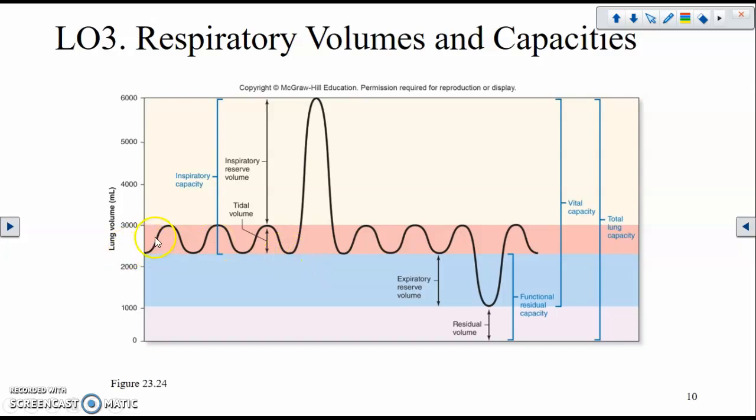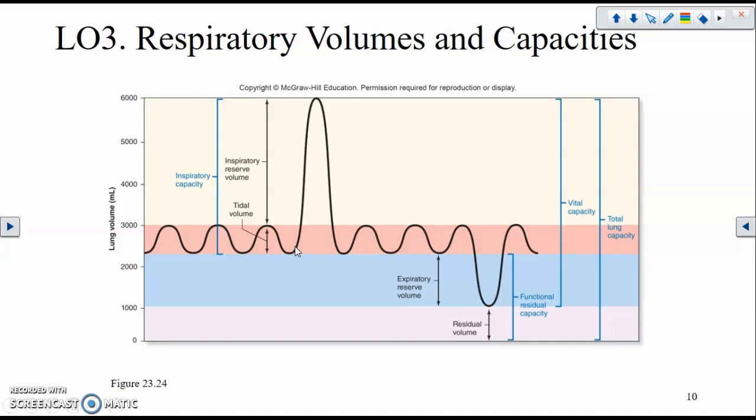So this little volume here, which is approximately 500 mils for both male and female, is called tidal volume. Tidal volume is the amount of air that is moved in and out during normal breathing. So normal, quiet breathing is 500 mils. And you can do this at home actually. You just breathe in and out, exhaling 500 mils regularly.